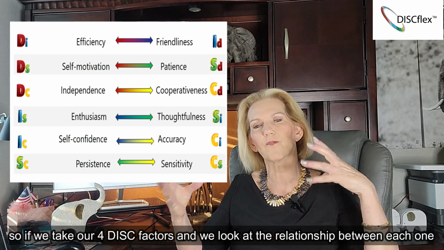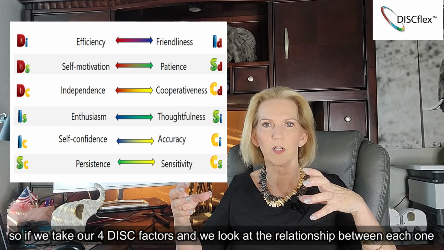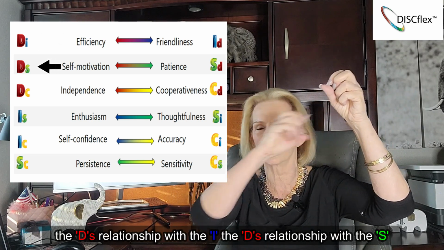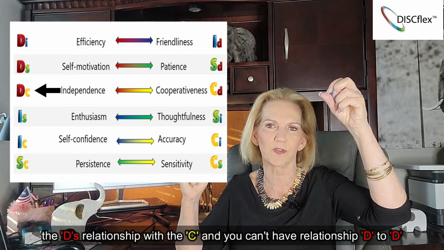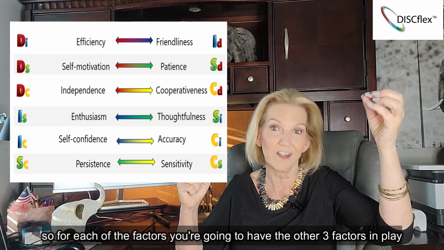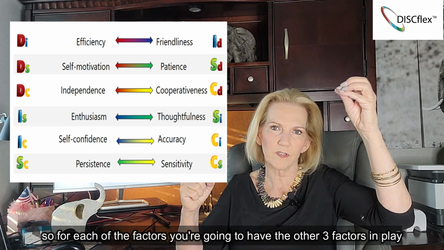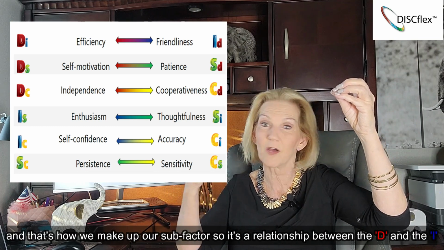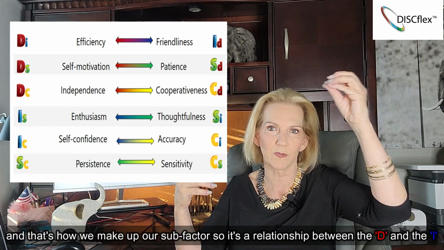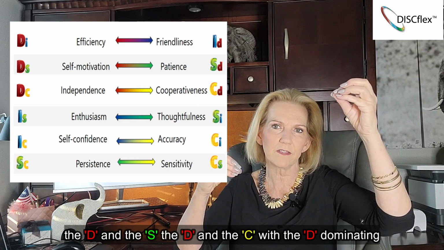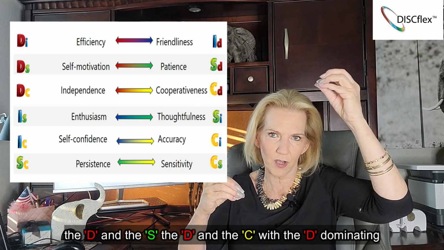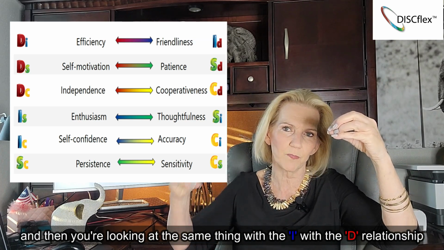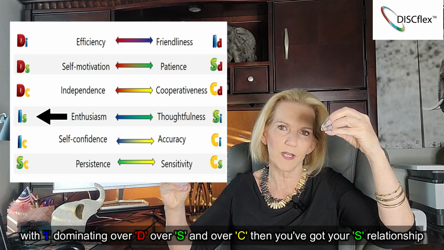If we take our 4 DISC factors and we look at the relationship between each one, the D's relationship with the I, the D's relationship with the S, the D's relationship with the C, and you can't have a relationship D to D. So for each of the factors, you're going to have the other 3 factors in play, and that's how we make up our subfactors. So it's a relationship between the D and the I, the D and the S, the D and the C, with the D dominating. And then you're looking at the same thing with the I, with I dominating over D, over S and over C.